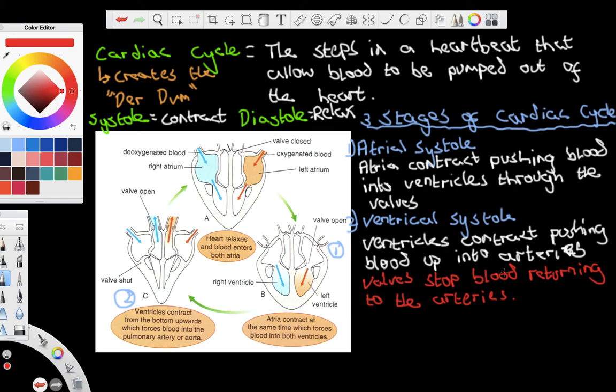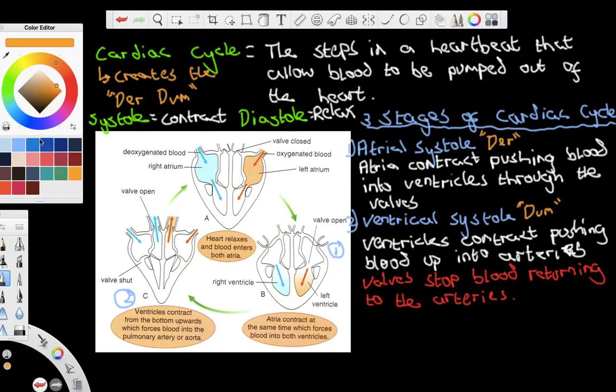So we've got atrial systole, where the atria contract, pushing blood down. And then we've got ventricular systole, which pushes blood up into the arteries. This is your dum sound. From where we've said, this is the D sound, and this is the dum sound. If you think about a heartbeat, it will always go D-dum, D-dum, D-dum. It won't go da-dum, da-dum, da-dum all the time. There is a break between it.